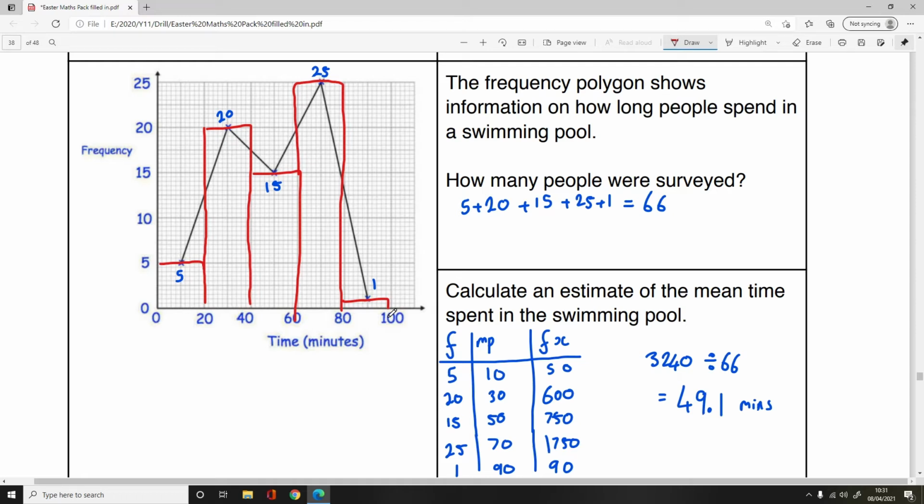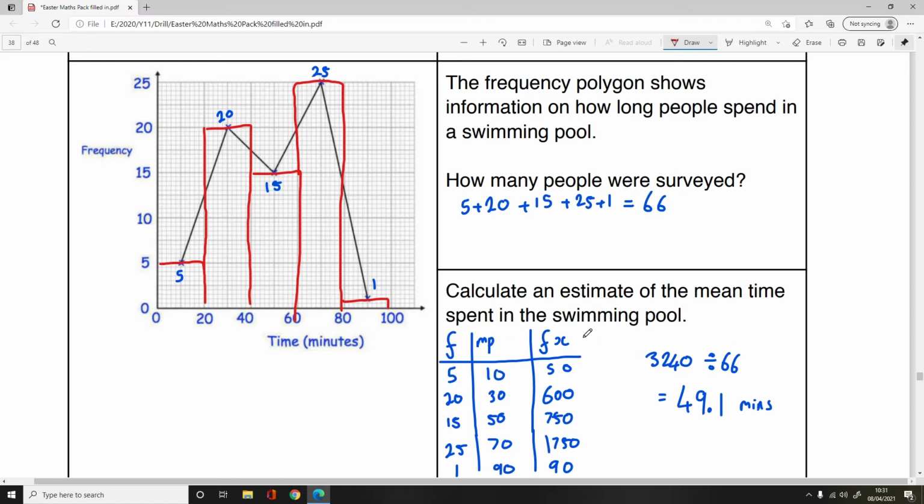So all we need to do is just count number of people. How many people were surveyed? Well, there were 5, and then 20, and then 15, and 25, and 1. That's just how high up they are. So add them all up, you get 66 people in total surveyed. Spooky. We then want to get an estimate of a mean.